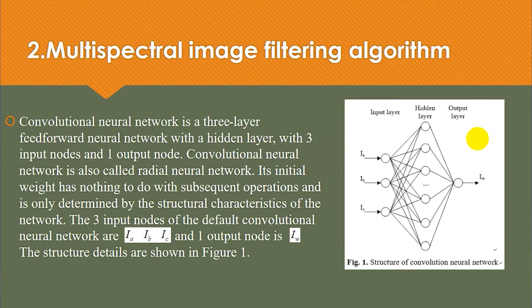Convolutional neural network is a three-layer feed-forward neural network with a hidden layer, with three input nodes and one output node. Convolutional neural network is also called radial neural network. Its initial weight has nothing to do with subsequent operations and is only determined by the structural characteristics of the network. The three input nodes of the default convolutional neural network are E, A, I, and one output node is E. The structure details are shown in Figure 1.